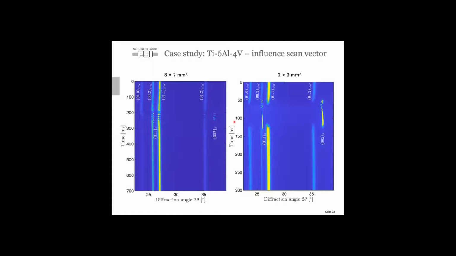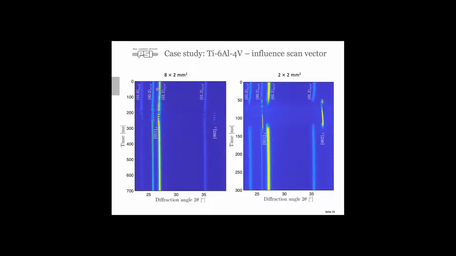So here I show you again these waterfall plots, as I showed you in the beginning in this animation. And we can already see by looking at those that we have a big difference between our 8 millimeter scan vector and our 2 millimeter scan vector. So when we look at the 8 millimeter one on the left, we see as before, we start off with purely the alpha phase. Once our laser is approaching the area that we probe with our X-ray, we see that our sample is slowly heating up, or the probed area is slowly heating up, and at some point the temperature is high enough that we start seeing the beta phase.